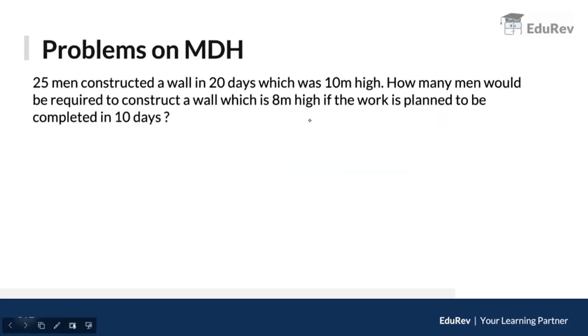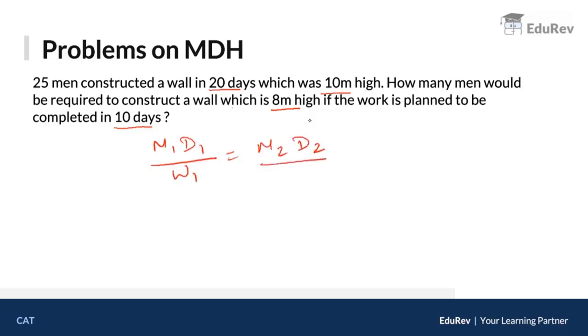So what does it say? 25 men constructed a wall in 20 days which was 10 meters high. How many men would be required to construct a wall which is 8 meters high if the work is planned to be completed in 10 days? So understand, they've given us the men and the days, they've not given us the hours, so don't consider the hours. We know the formula is M1 D1 upon work 1 is equal to M2 D2 upon work 2.